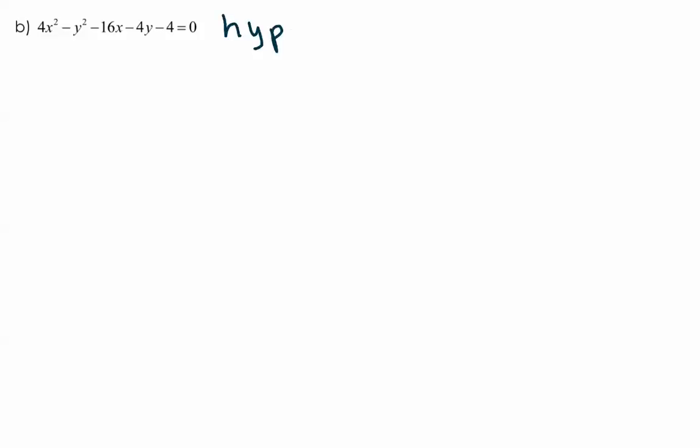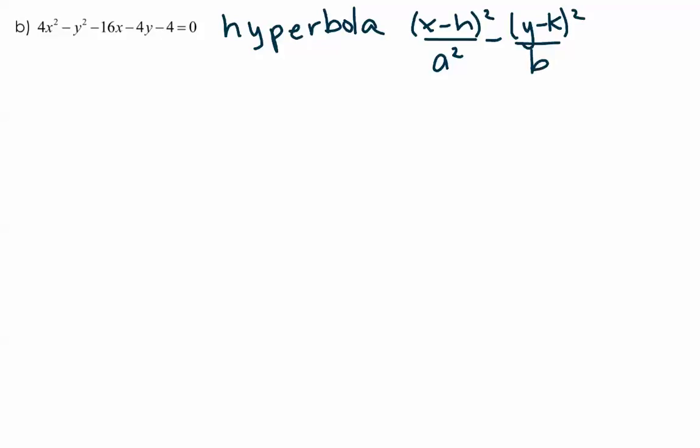a hyperbola. So if we remember the formula or the general conic graphing equation, that's going to be (x minus h) squared over a squared minus (y minus k) squared over b squared equals 1. Now I chose to put x first because in my general form, in my problem, x squared came first. So I'm just being consistent there. And then a squared is always first with the hyperbola equations.